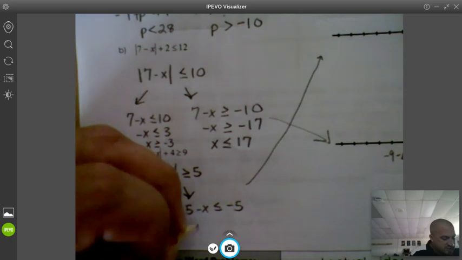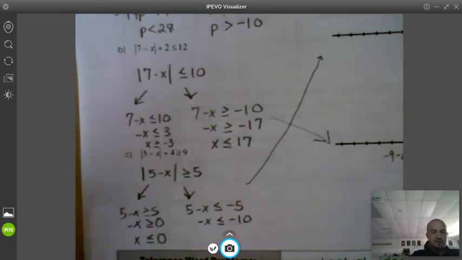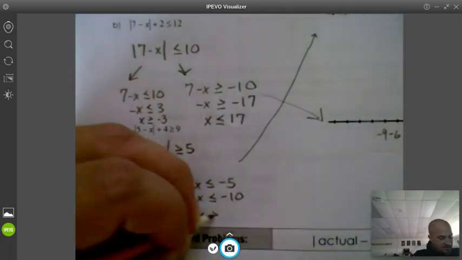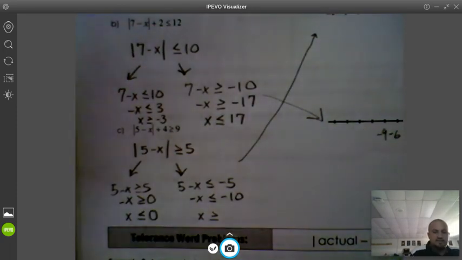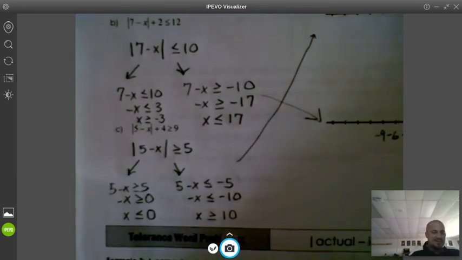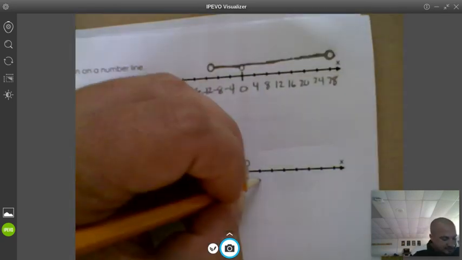Over here, I'm going to subtract 5. Negative x is less than or equal to negative 10. When I divide by negative 1, I'm going to flip the sign. So x is greater than or equal to negative 10 divided by negative 1, which is 10. So I get x is less than or equal to 0 and greater than or equal to 10.